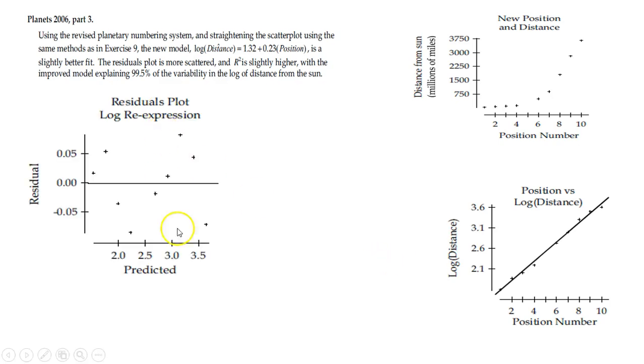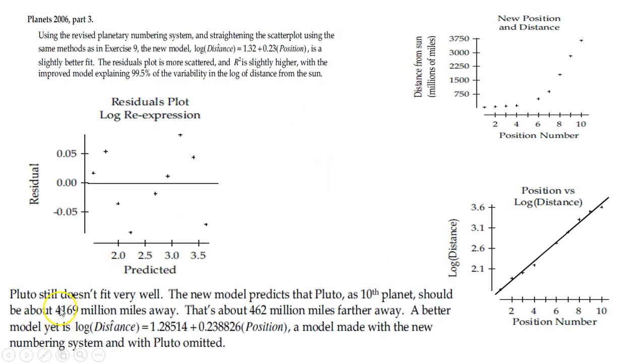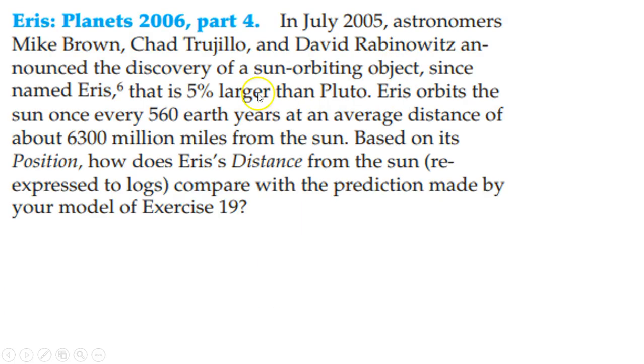If you look at all that, the residuals are all over the place. So Pluto still doesn't fit. Even if I was to do that, the new model predicts that Pluto, as a 10th planet instead, should be about 4,169 million miles away, and that's about 462 million miles farther away. So it still doesn't even fit. A model made with the new numbering system, Pluto still wouldn't even work, is the point, even if we altered that number system. All right, I'll stop there, and when we get back here, hopefully we can finish up some more of these practice problems.